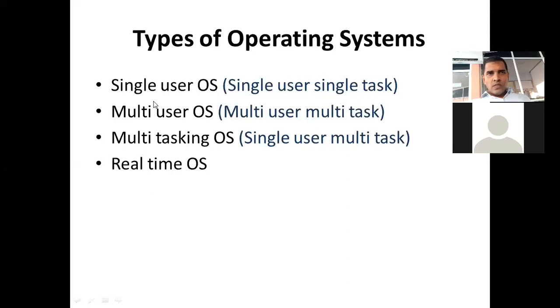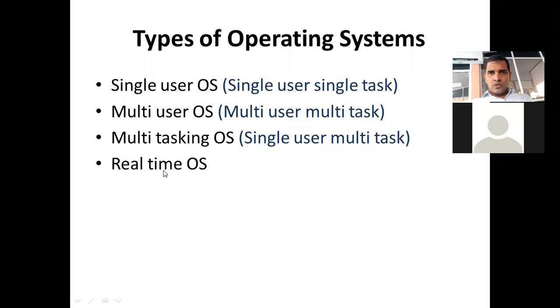The first one is called single user OS, but in fact it is single user, single task, right? So they mention only the user, but they don't include the task. I will explain single user, single task. Then the second one, multi-user OS, which means multi-user, multitask, right? Many users, many tasks. The third one, multitasking. Here they refer only to the task, but in fact it is single user, one user, multitask.